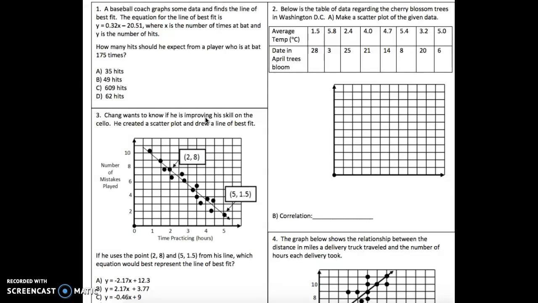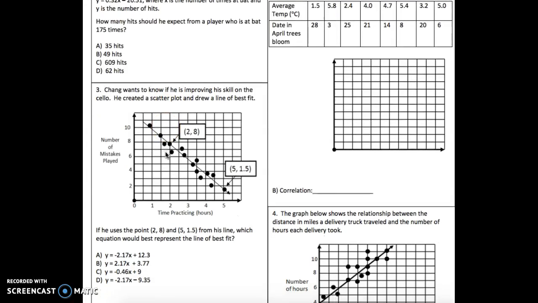The next one, 2.4 was the average temperature. The trees bloomed April 25th, so much later in the month. So I'm starting to see a trend that the lower the degrees, the later the trees bloom. Let's look at the next one to see if that's true. 4.0 average temp, the trees bloomed April 21st, so a little bit earlier, but not much. And then 4.7, as the temperature went up, the date got lower. So when we have correlation where one is going up and one is going down, that's called negative correlation because they're not both going the same direction. So we would say negative for number two.